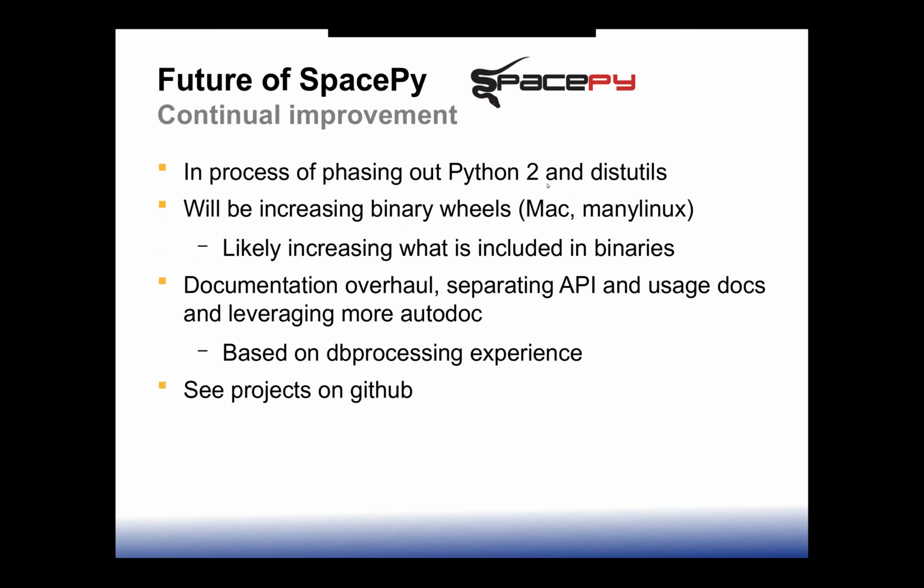In broader terms of future, we're almost done phasing out Python 2 support and distutils as well, since that's going away. And then we're going to be focusing more on delivering more binary wheels, so the Mac wheels and manylinux wheels, because we can see that people are going that way. And we'll probably start stuffing more stuff into the binaries where we have binary dependencies. And we will be restructuring the documentation based on the DB processing experience.